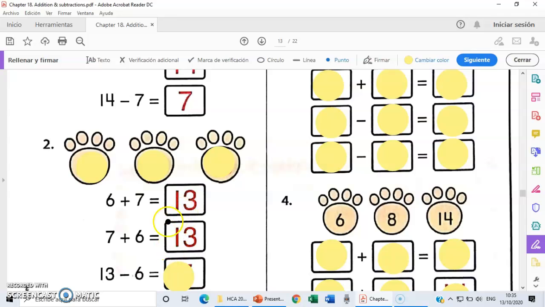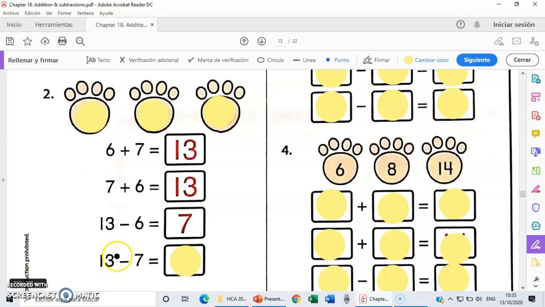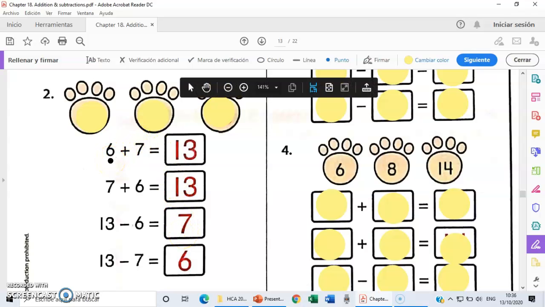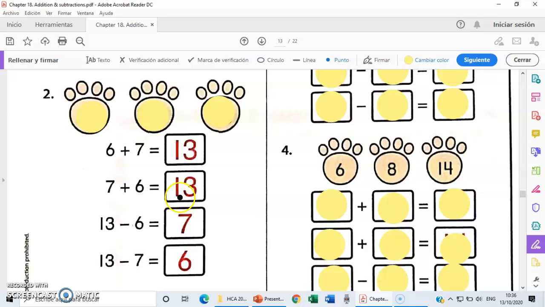How about now I change the position and I move the 13 and I say 13 minus 6 is 7. You see, you have the same number here. And then you have 13 minus 7, then you have 6. So pay attention to this one. First, you start saying 6 plus 7, it's 13. 7 plus 6 is 13. And then you use the 13 to make a subtraction. And first you start with 6 and then with 7. So if you have 6, your answer will be 7. If you have 7, your answer is going to be 6.